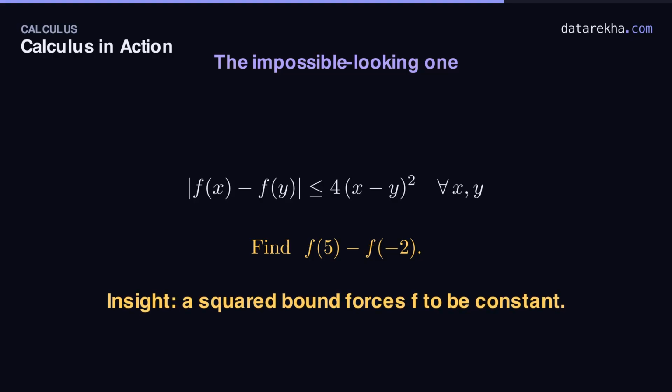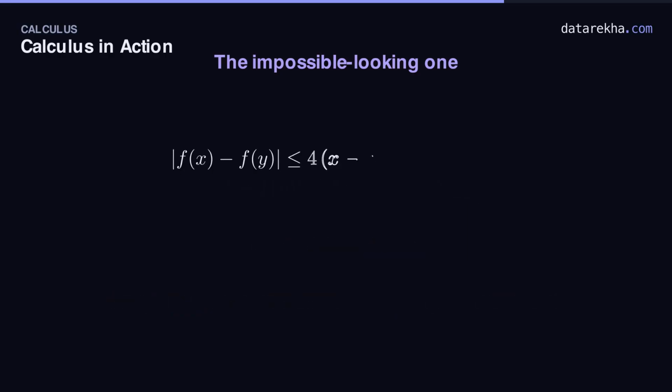Here's the insight, and it's a beauty. That little square on the right is unbelievably strong. It forces the function to be completely flat, a constant. Watch how one division proves it. Start from the inequality. For any two different points, divide both sides by the size of x minus y. On the left, that ratio is exactly the difference quotient, the average slope between the 2 points. On the right, 1 power of x minus y survives, so we're left with 4 times its size.